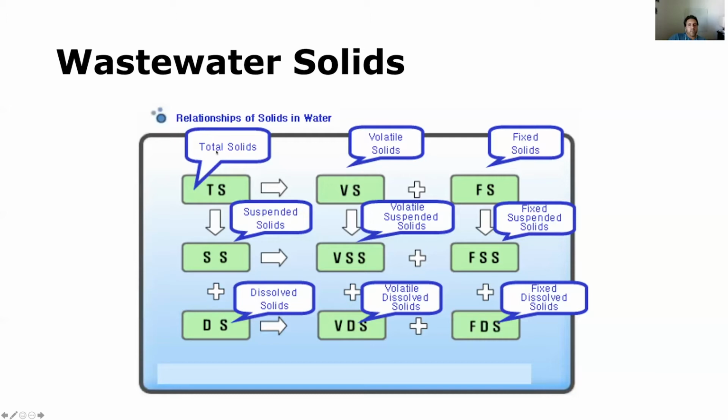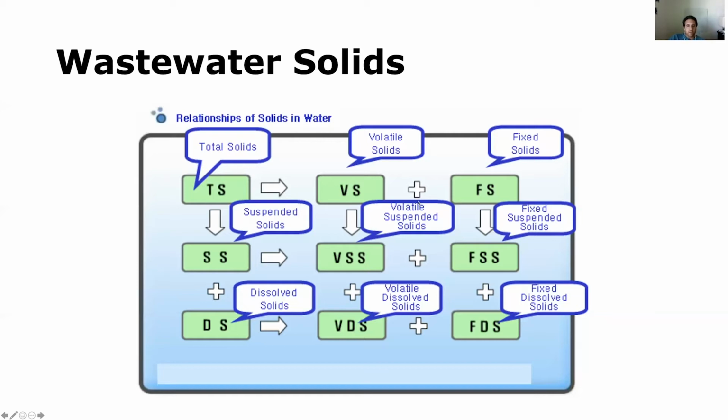Since we can break up solids in these two different ways, volatile and fixed, and suspended and dissolved, we can also describe the fraction of volatile suspended solids versus the fraction of fixed suspended solids, as well as the volatile dissolved solids and the fixed dissolved solids. So you have many different ways that solids concentrations can be represented.